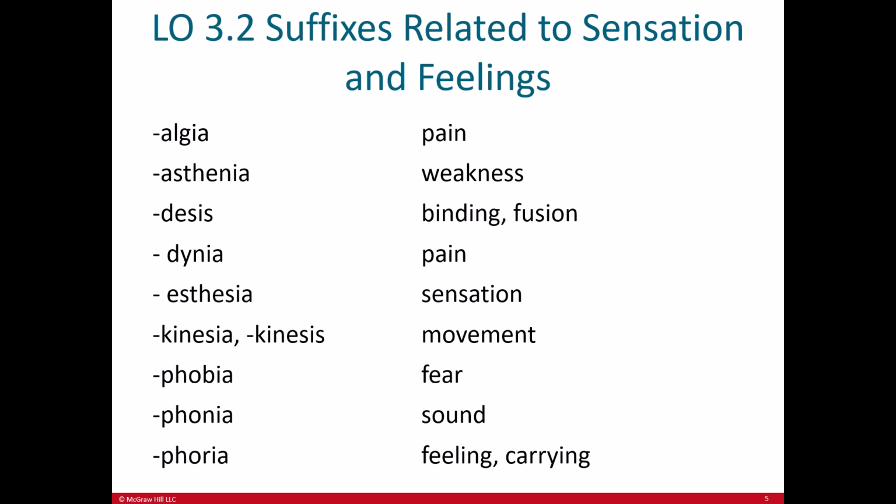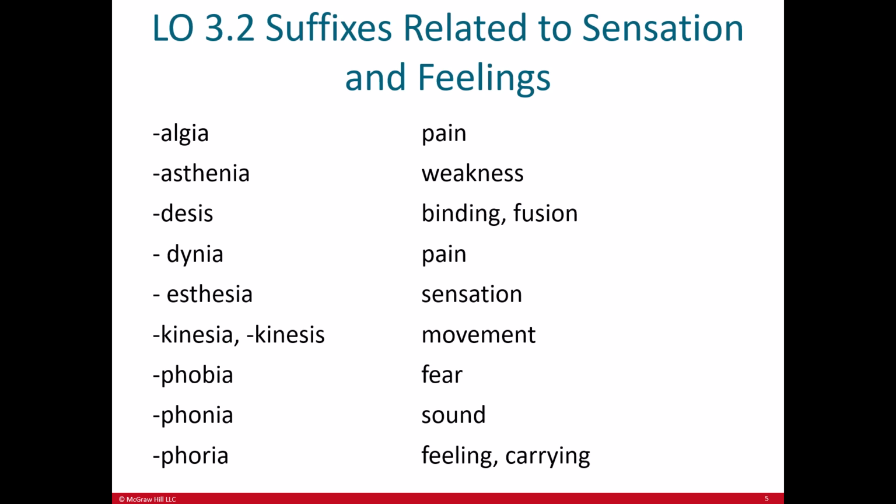All right, let's start with some of these sensation and feelings. So first we have algia. Algia you're going to see a lot. Algia means pain. Then we have asthenia. Asthenia is a weakness. You might have heard of the term myasthenia gravis. If not, you're going to. Then we have desis. Desis is binding or fusion. Arthrodesis, that would be the binding or fusion of a joint.